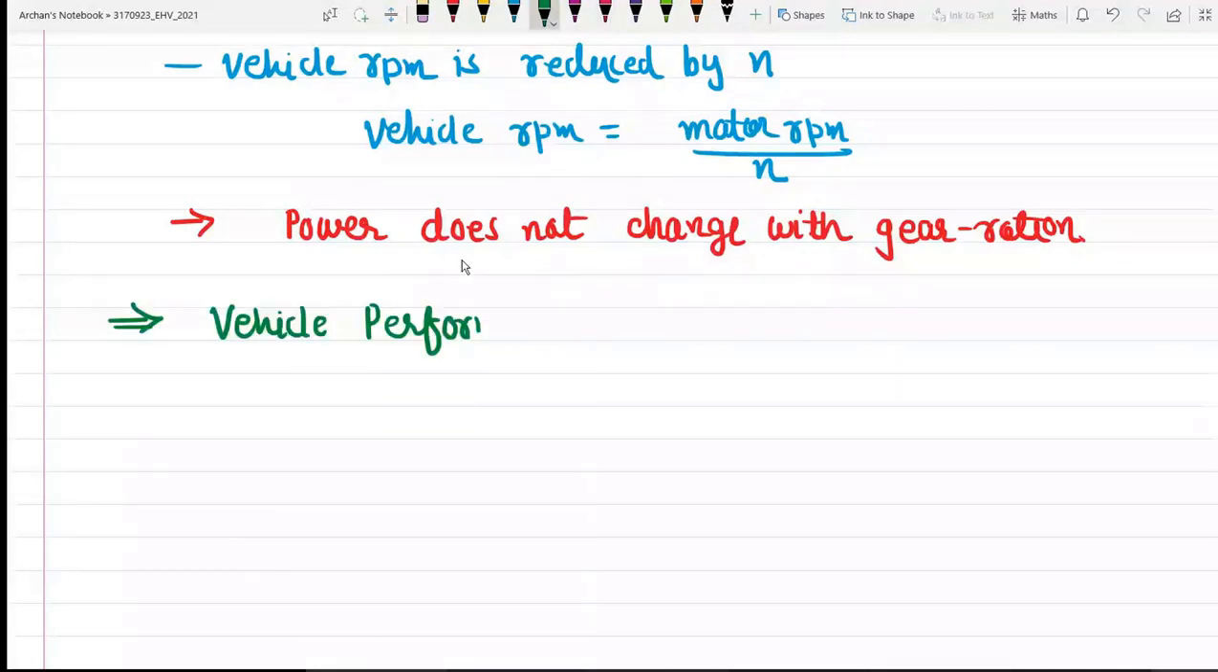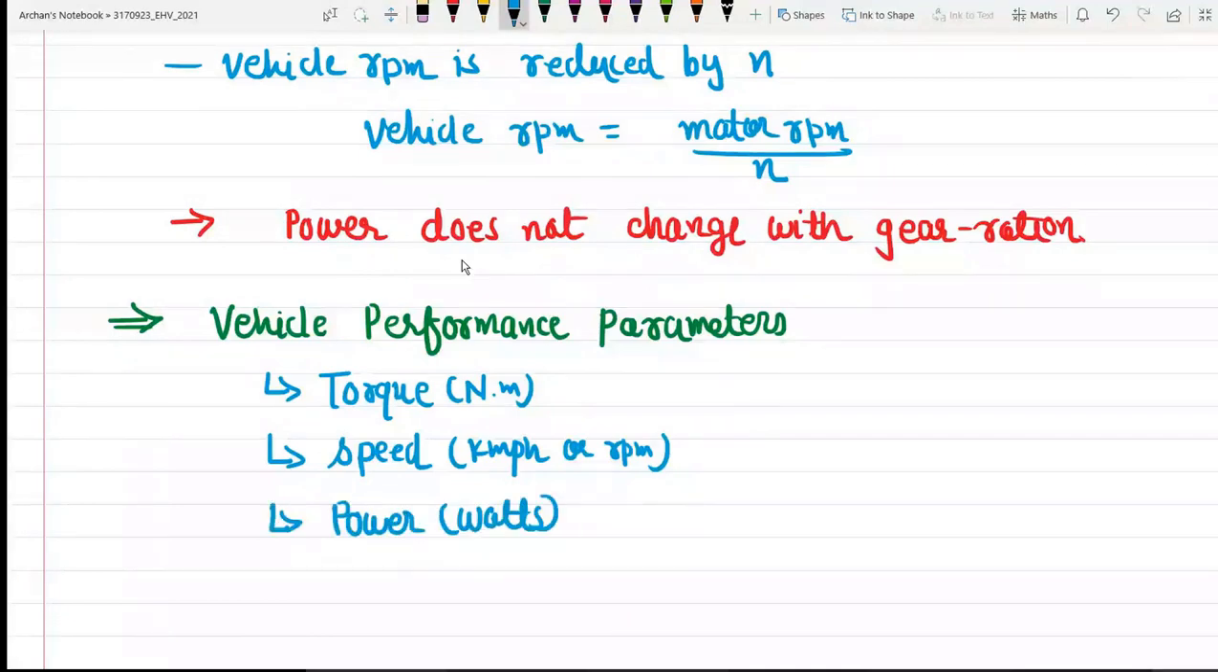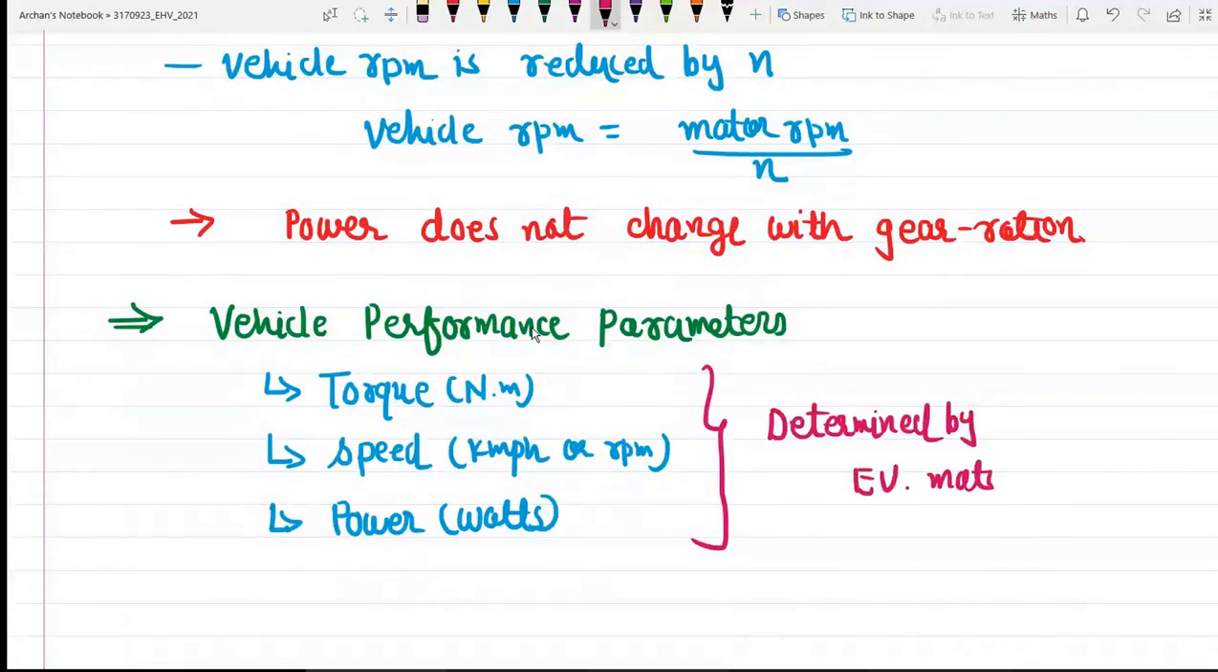So if we talk about the performance parameters, then definitely the torque generated by the motor will be the first parameter. The second parameter will be the speed of the vehicle in kilometer per hour or in terms of revolutions per minute, and then the power consumed by this motor, right? So all these parameters, torque, speed and power, are determined by the electric vehicle motor.